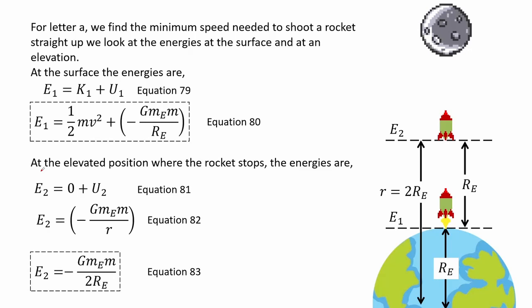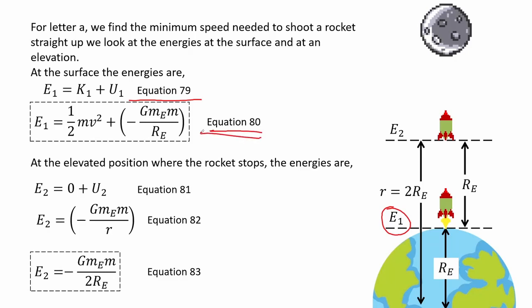For letter A, we find the minimum speed needed to shoot a rocket straight up. We look at the energies at the surface and at an elevation. At the surface, the energy is shown here in equation 79. Here the rocket has both kinetic and potential energy, since it is launched with an initial speed, the minimum, which we need to find out. So we have the expression shown in equation 80.